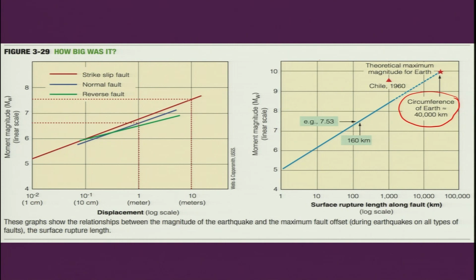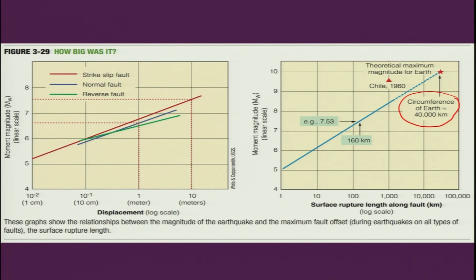So if you expect an earthquake of 7.5, then the displacement which is expected on the fault will be around 10 meters. And then similarly with the 6.9 or so, you are having different values. On the strike slip fault you will have less than 1 meter, on the normal fault you will have almost 1 meter, and in case of the reverse fault, that is also almost 1 meter on the fault.